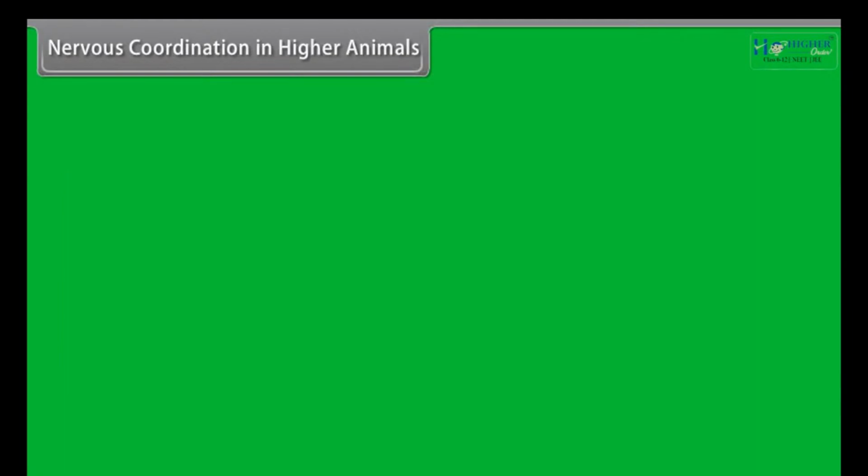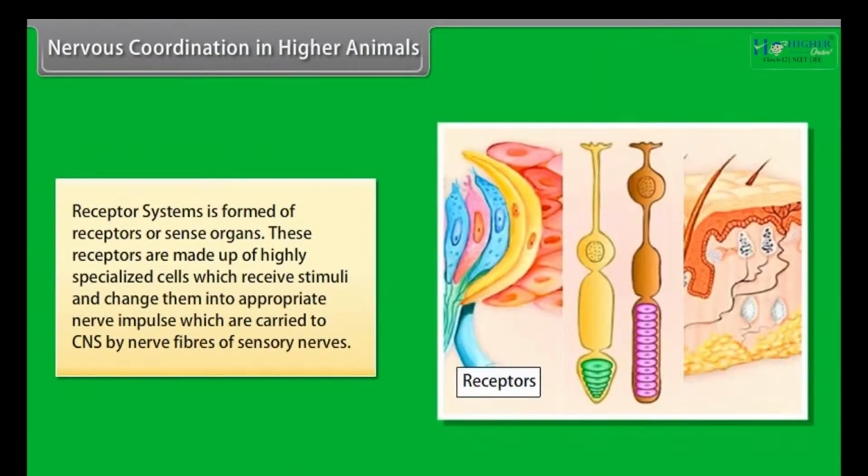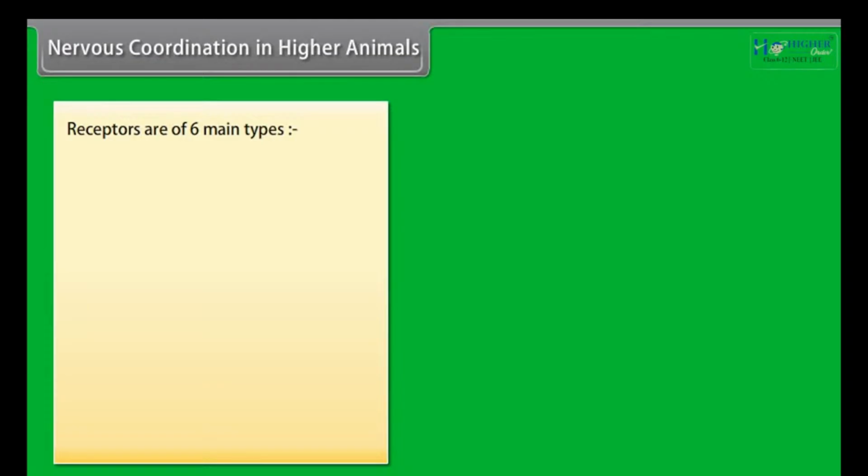Nervous coordination in higher animals. In higher organisms, 3 types of systems coordinate with one another to control and coordinate the body functions. They are receptor systems, nervous system, effector system. Receptor system is formed of receptors or sense organs. These receptors are made up of highly specialized cells which receive stimuli and change them into appropriate nerve impulse, which are carried to CNS by nerve fibers of sensory nerves. Receptors are of 6 main types.